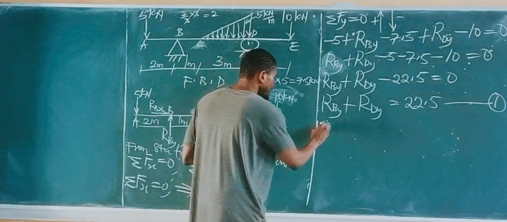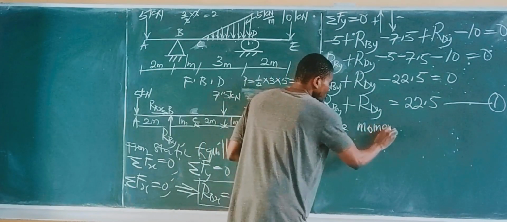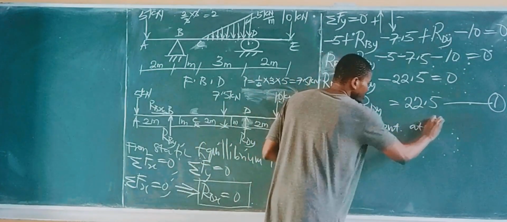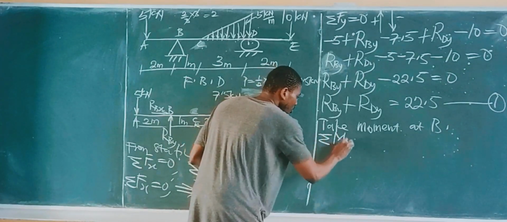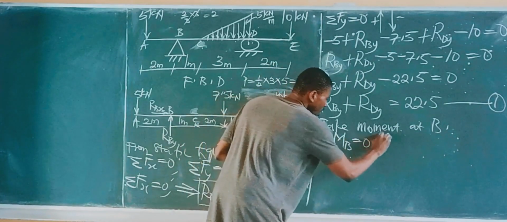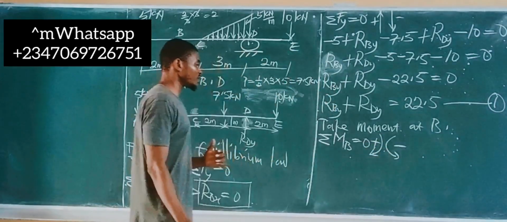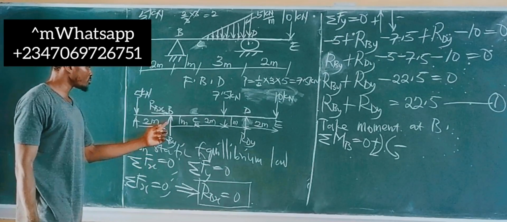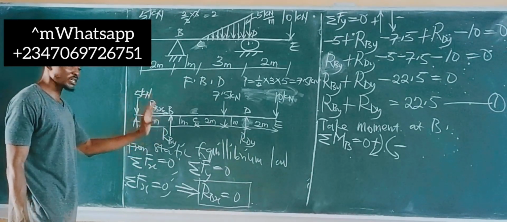So we take moment at B. So summation of moment at point B equals 0. Assume clockwise moment to be positive and anti-clockwise moment to be negative. We are taking moment at point B because point B has two reactions, RBX and RBY. So we have numerous forces at point B.